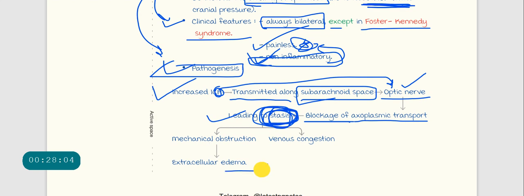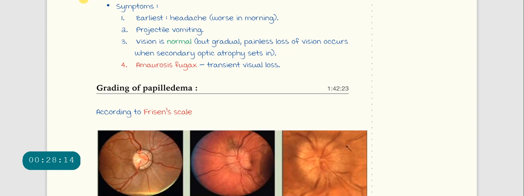Now what are the symptoms of papilledema? The earliest symptom of papilledema is headache. Okay, the headache is worse in the morning. There would be a severe headache in the morning. Projectile vomiting is seen. Okay, headache, projectile vomiting.